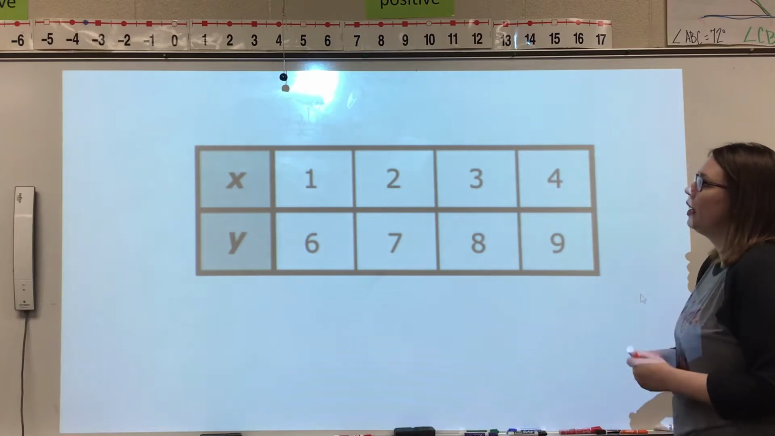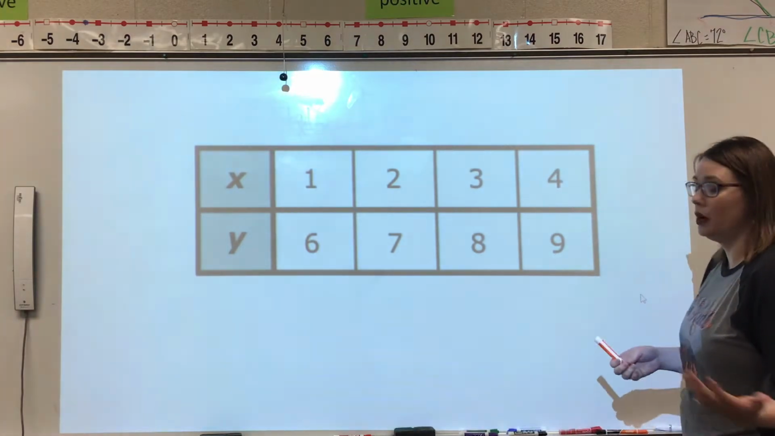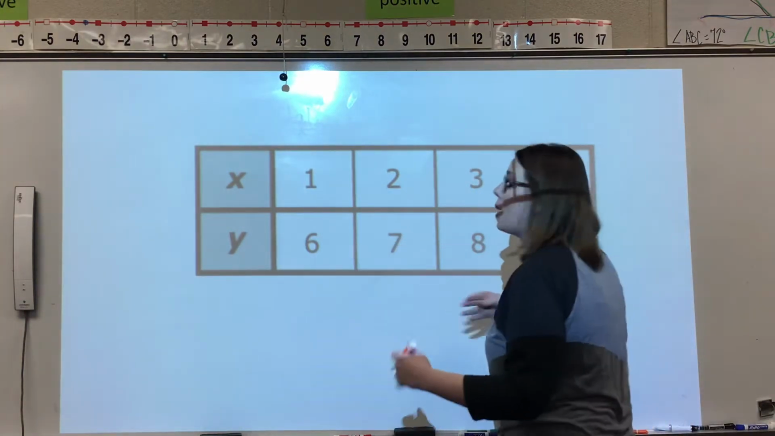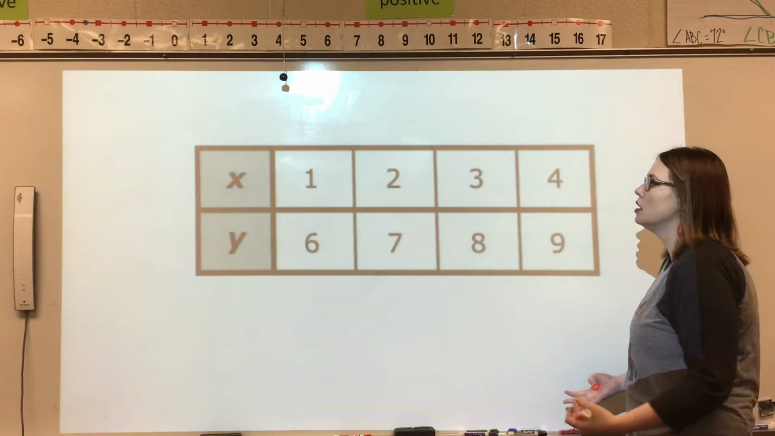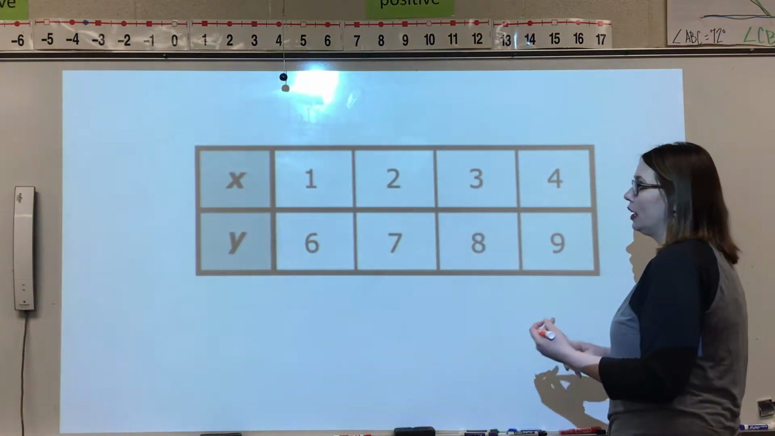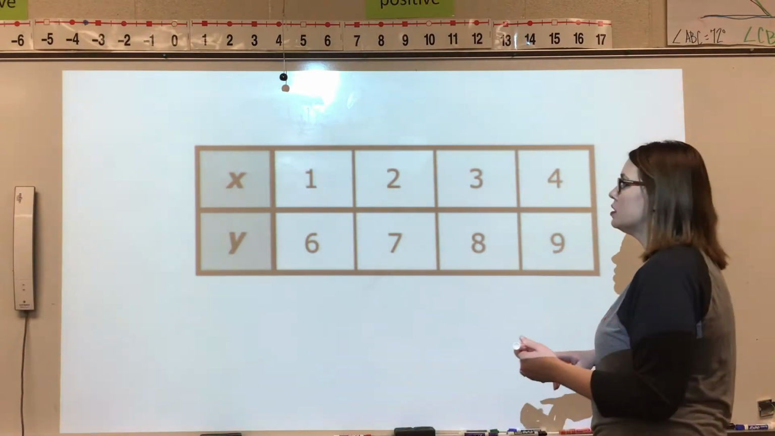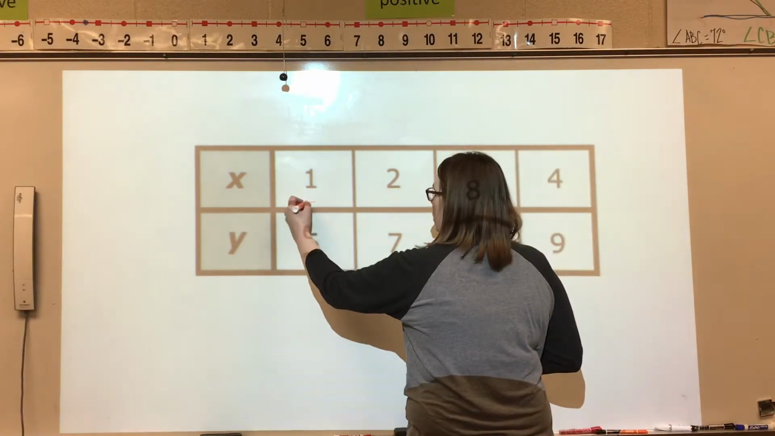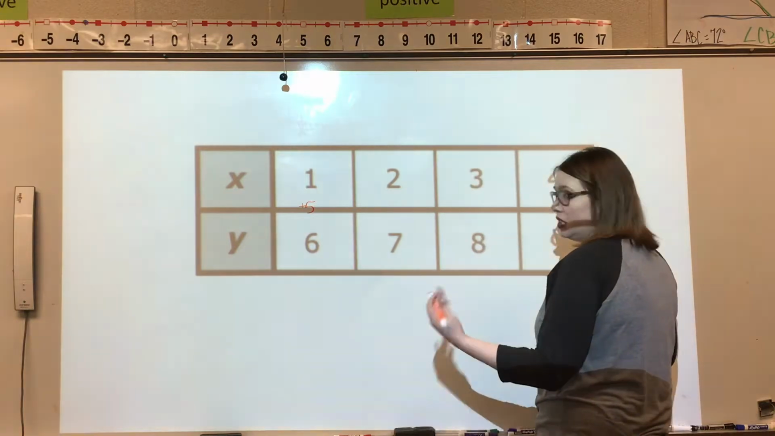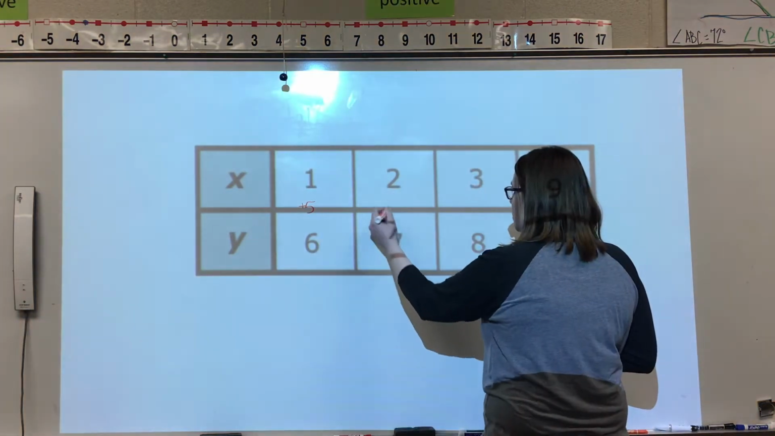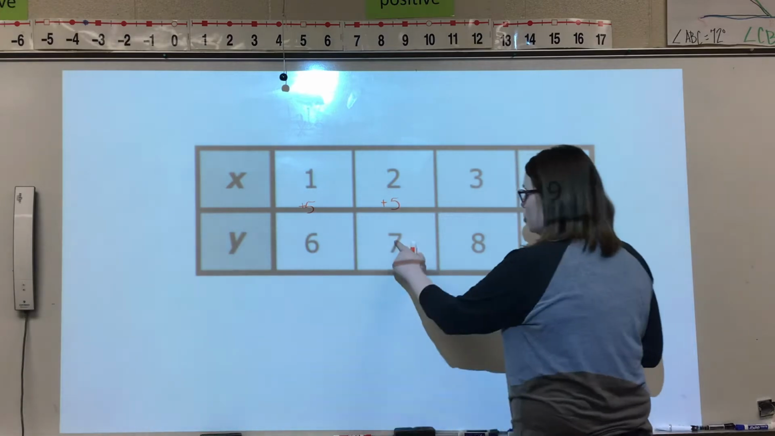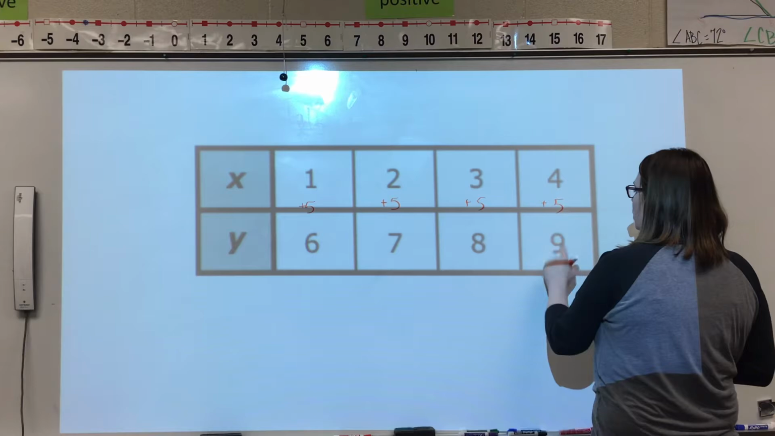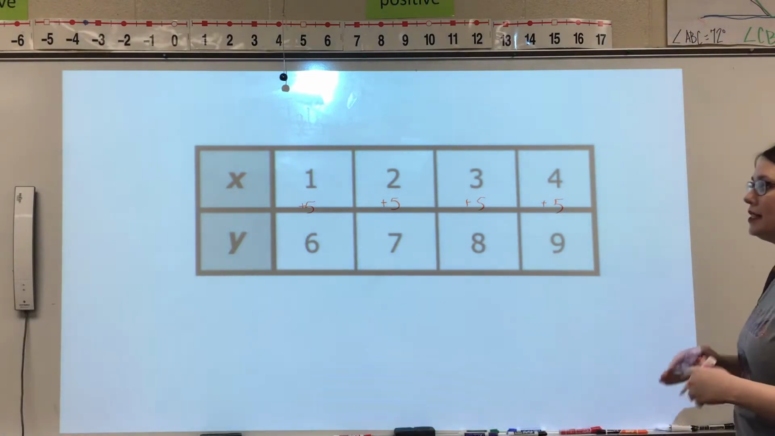So here we have a table, and it's clearly labeled, so we know what our y is and we know what our x is. So if I look here, I need to figure out what my pattern is or what my rule is. So 1 to 6, I know I can either multiply or add. So if I were to add 5, okay, 1 plus 5 is 6, true. So I try my next one. True, true, true. So my rule here is plus 5.